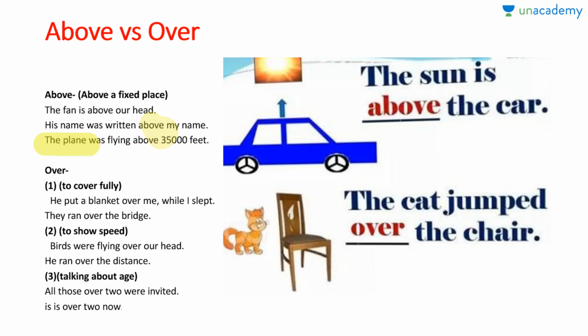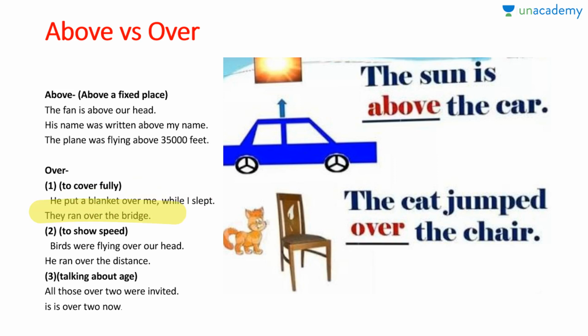Now, the plane was flying above 35,000 feet. So now we know the altitude of the plane. It was above 35,000 feet. So these are the uses of above. Now in what cases will we use the word over? First is to cover fully. If we want to cover something fully, like he put a blanket over me while I slept. So while I was sleeping, he put a blanket over. So over is to cover fully, right?